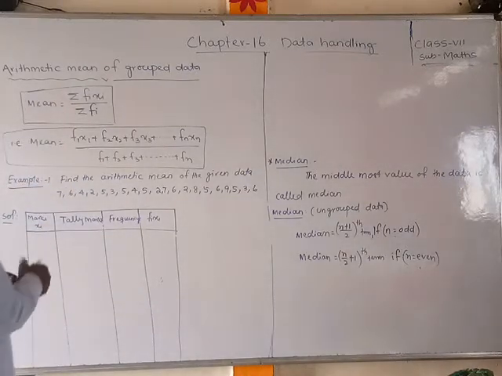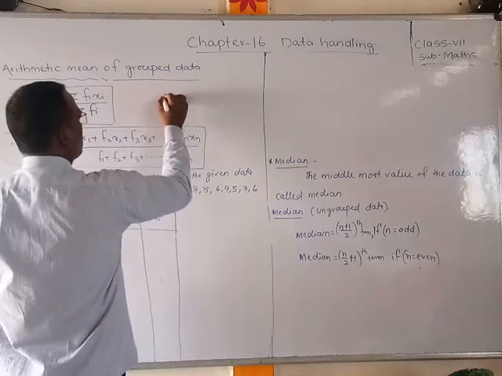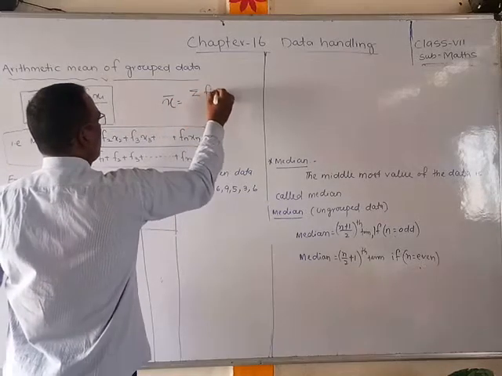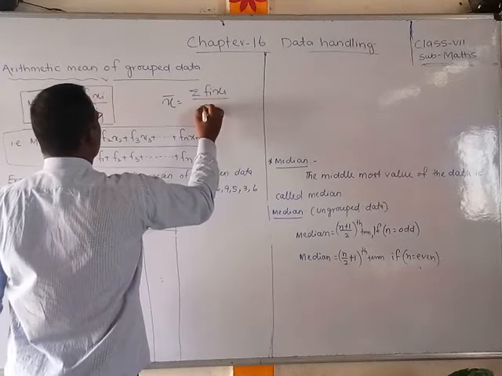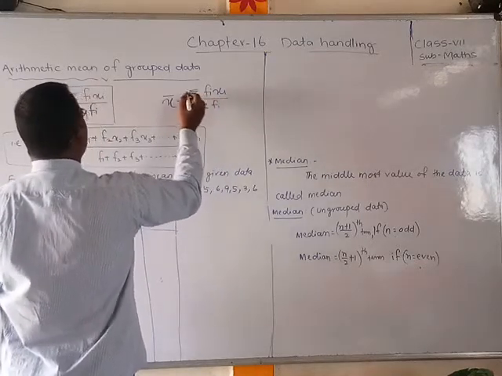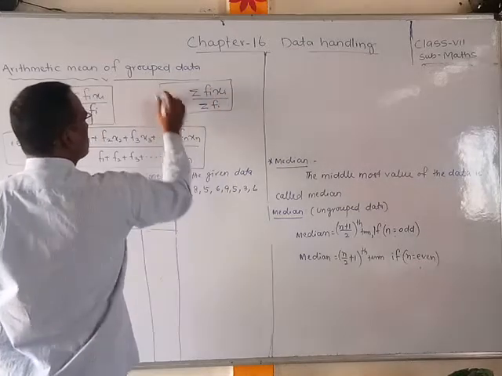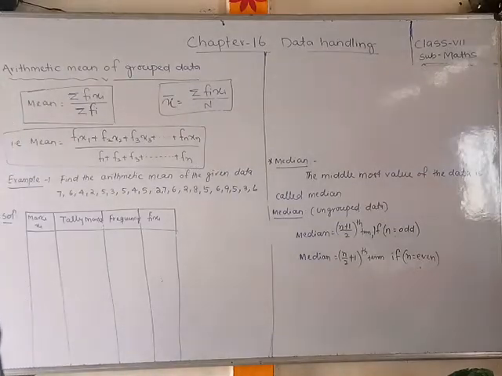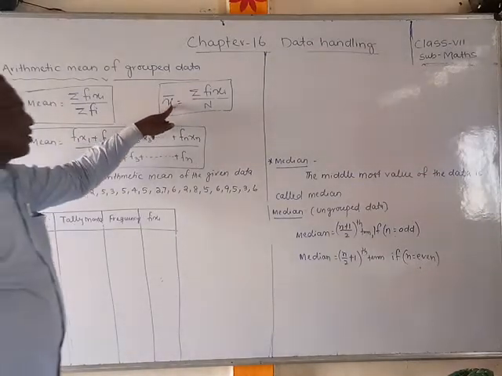The mean is represented as x bar. The formula is the sum of fi xi divided by the sum of fi, or you can also write n. N means the total number of observations. This is the mean.